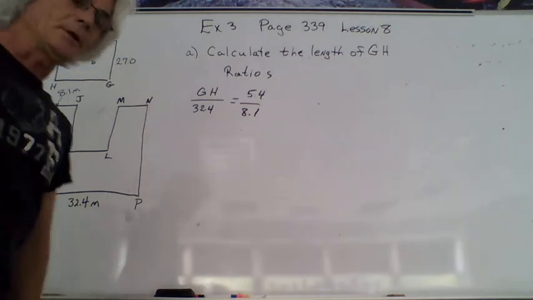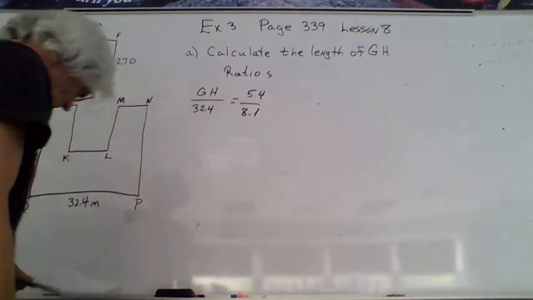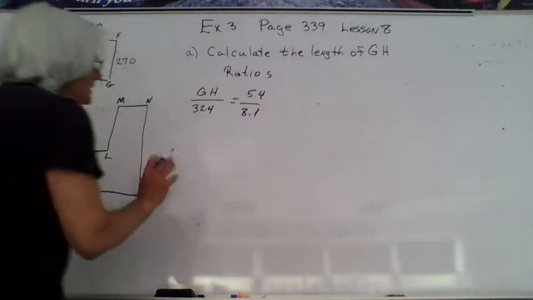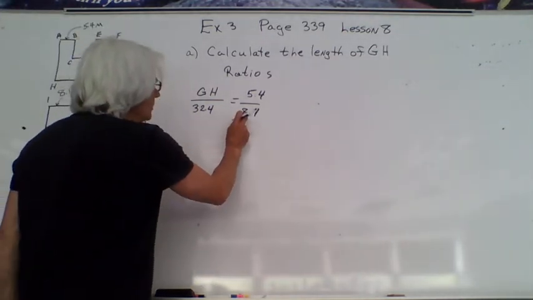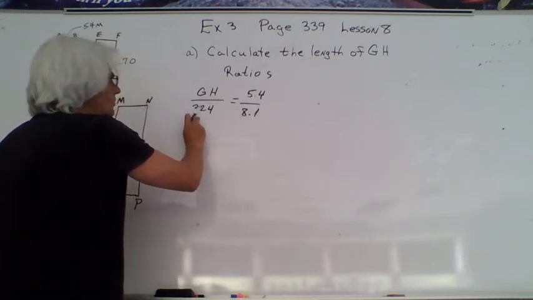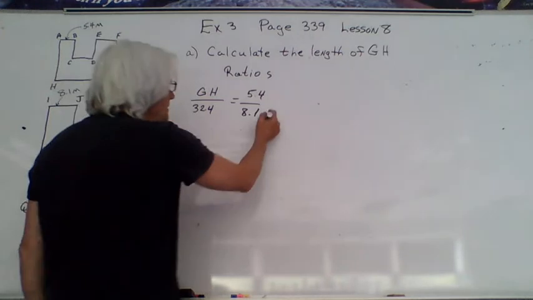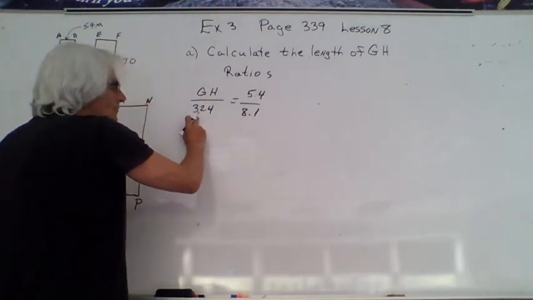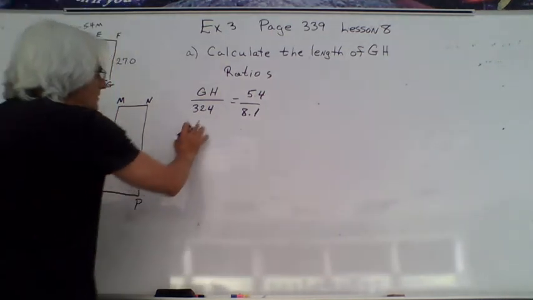Now, if I'm using that method, I still need to be able to set this equation up. But there's a couple of ways you can do this too. I can look and say, okay, what do I need to do to the 8.1 to turn it into 32.4? What I'm really asking is, what do I need to multiply 8.1 by to turn it into 32.4? And I can find that number by division.